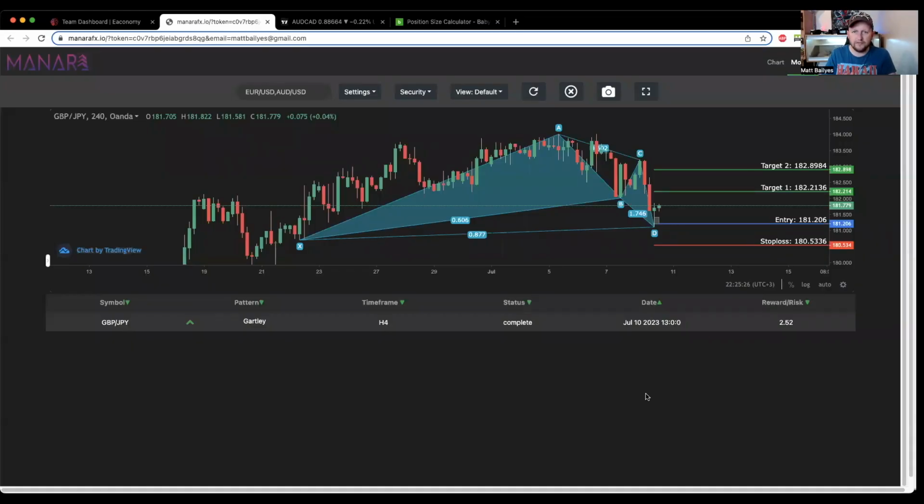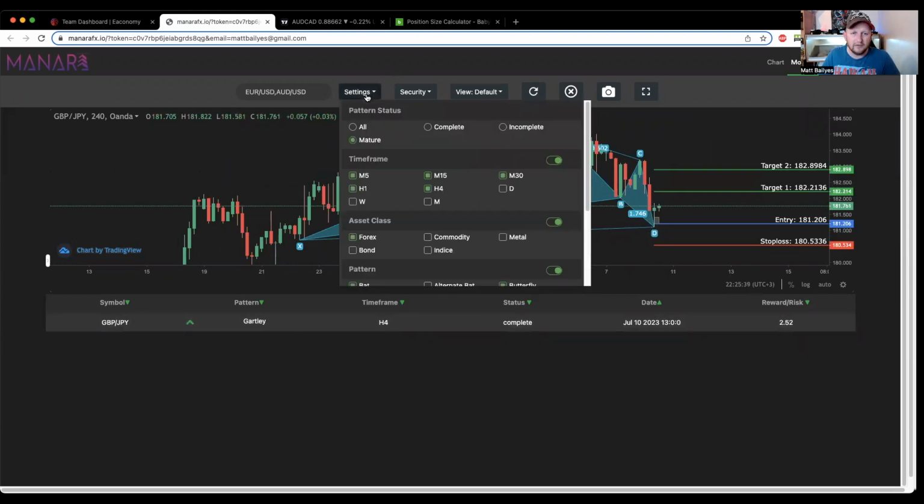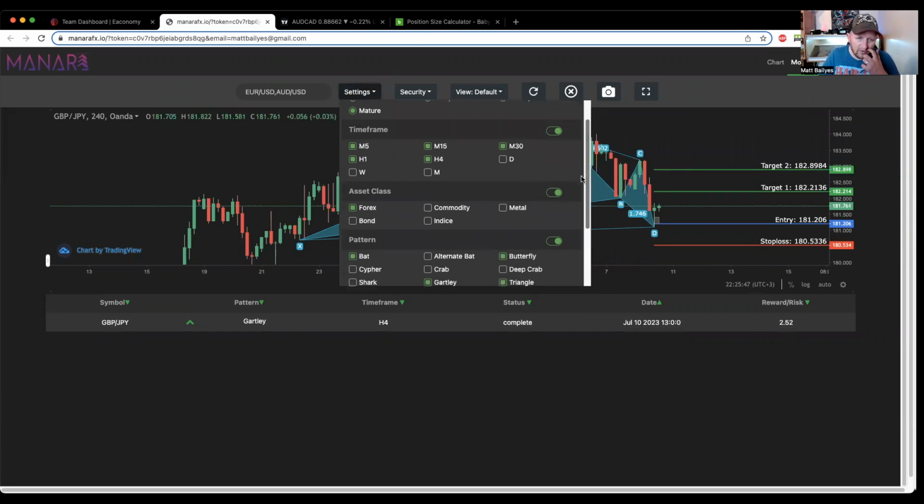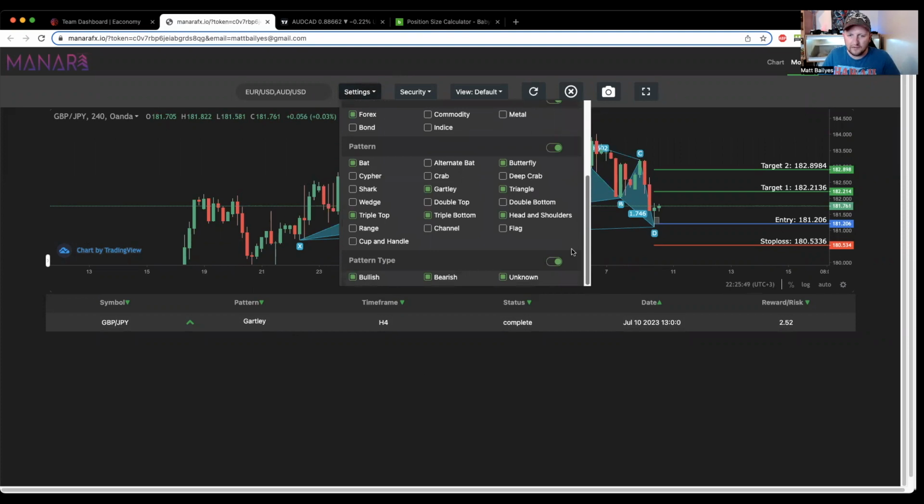Okay, so when we first jump into Manara, the first thing I do is check the monitor tab right here, and I look down my list. You might have a lot more trades in this than I have here, because I'm quite picky on the trades that I take. You can have a quick look at my settings here. I've got my pattern status on mature. I've got my time frames on these ones, forex class, and these are the patterns I like to use. And then I've got everything down on the bottom ticked there.